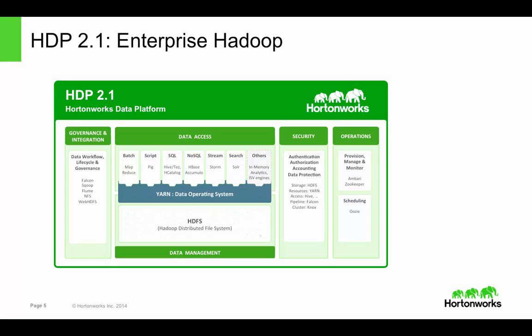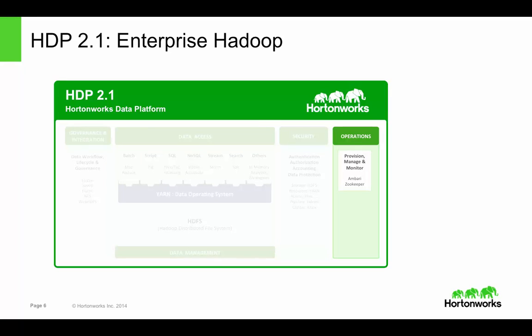Through our experience with more than 200 enterprise customers running HDP, we know that enterprises need data management and data access, as well as 3 additional capabilities. They need data governance and integration, they need to secure their Hadoop cluster, and they need tools to manage cluster operations. In today's webinar, we will focus on cluster operations with Apache Ambari.